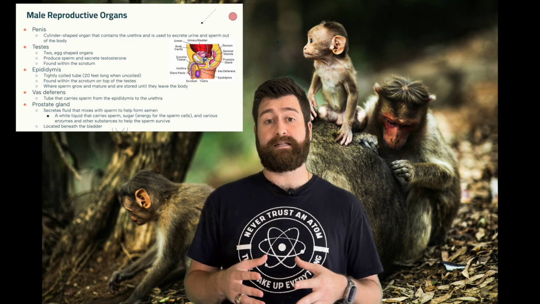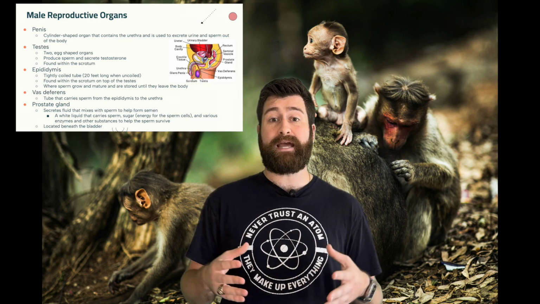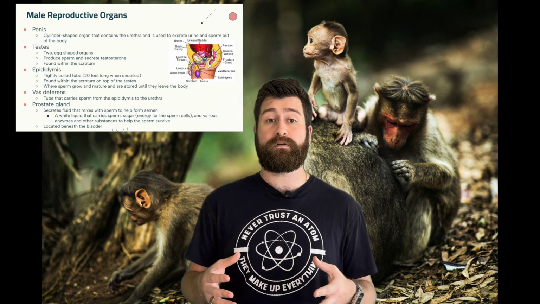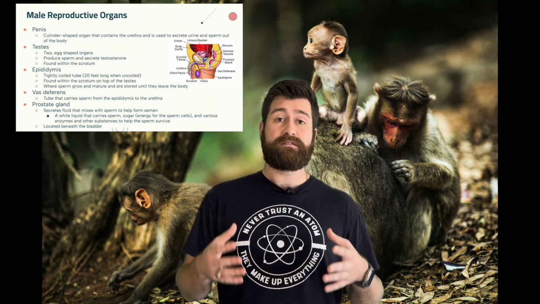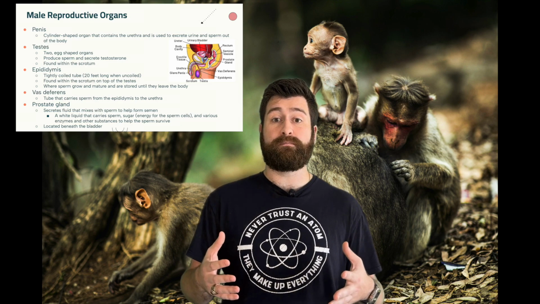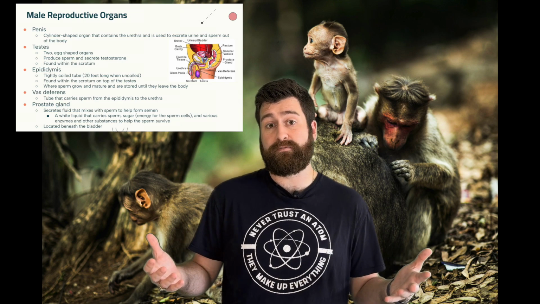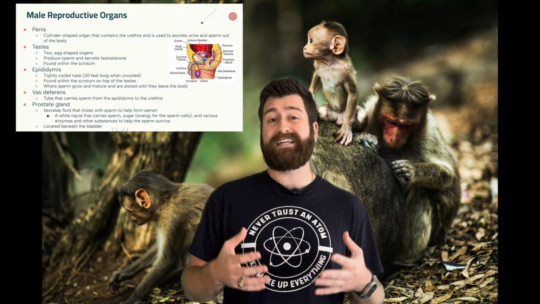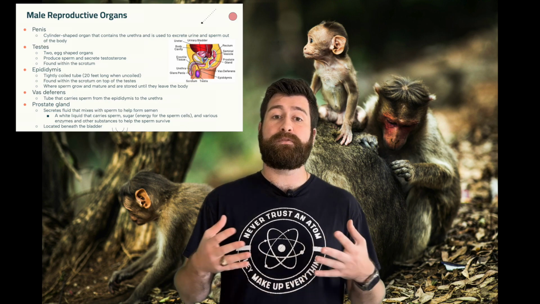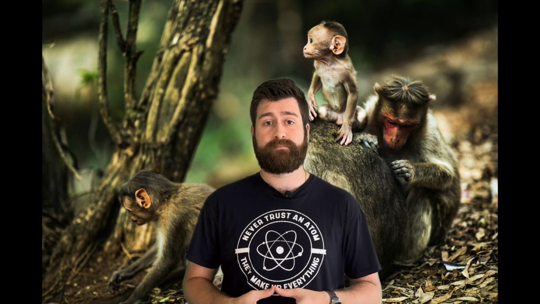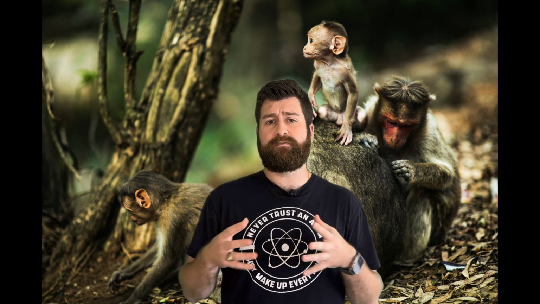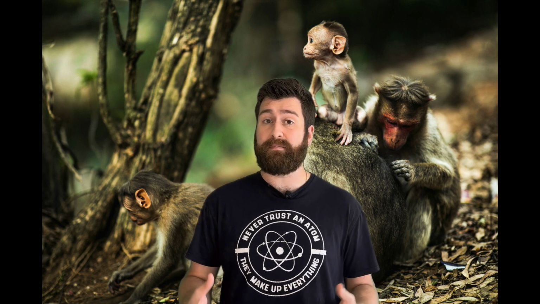There is the prostate gland, which is located beneath the bladder and secretes fluid that mixes with sperm to help form semen. Semen is a white liquid that carries sperm, sugar, which is used as energy for the sperm cells, and various enzymes and other substances to help the sperm survive. Now, moving on from the reproductive organs themselves to the gamete, the male reproductive sex cell, or gamete, is sperm.